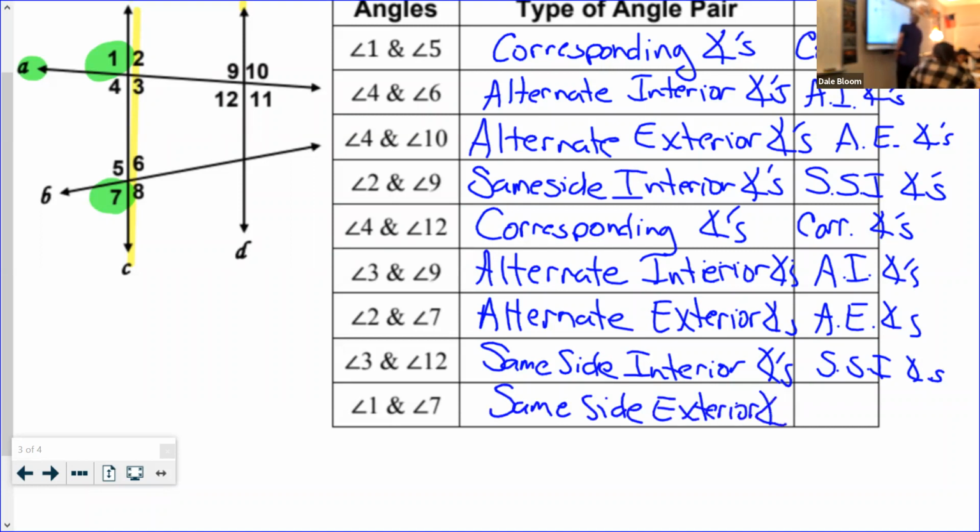And you don't have to write all that out. You can just say same side, SSE, angles. All right? That is the lesson. You have 15 minutes to do the handout. That is the practice. And that's going to be for grade, right?